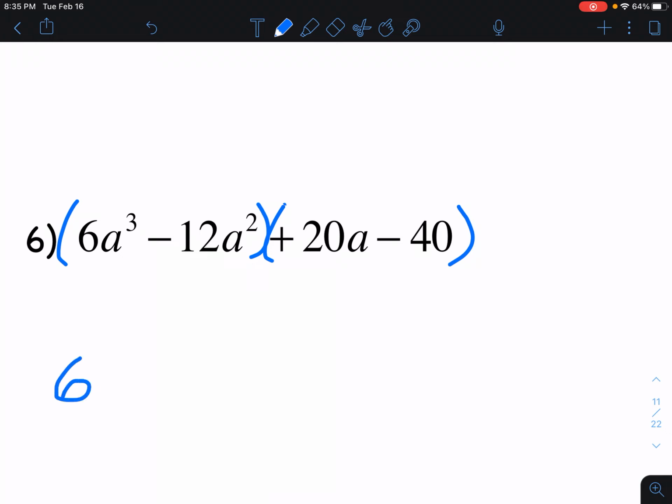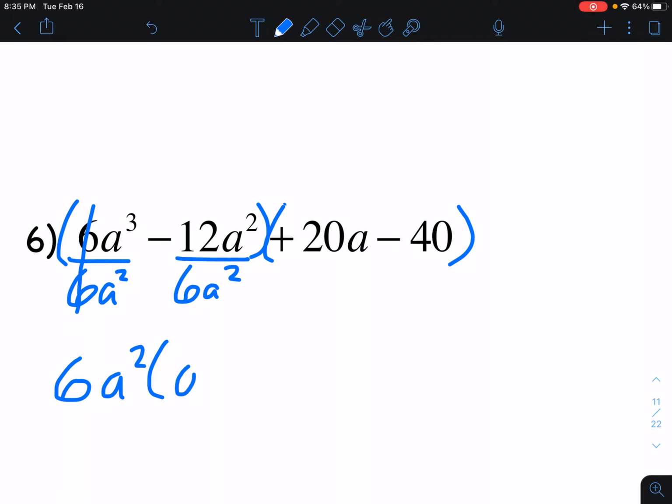So 6. Should an a go with the 6? Yes, it should actually be a to the second. Both have a's, a to the third and a. Go with the smallest exponent. Now, we got to divide by 6a to the second. A to the third divided by a to the second is a. And then minus 12 divided by 6 is 2. And then the a squareds cancel when they're identical.